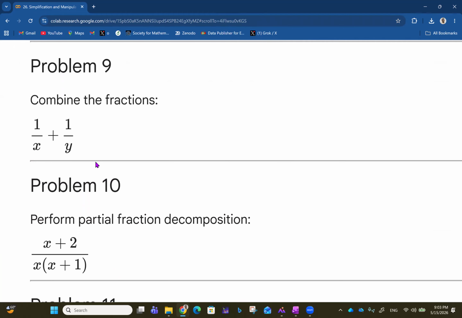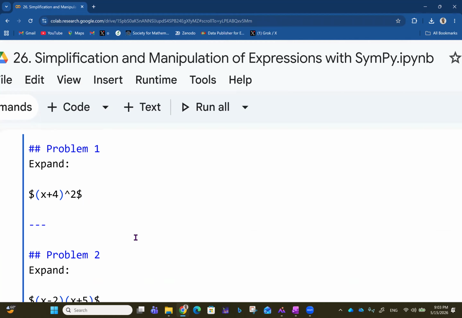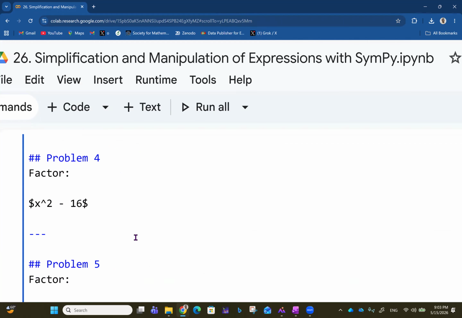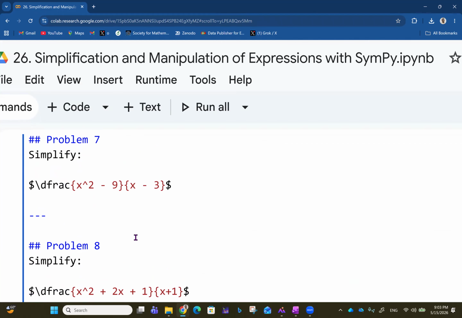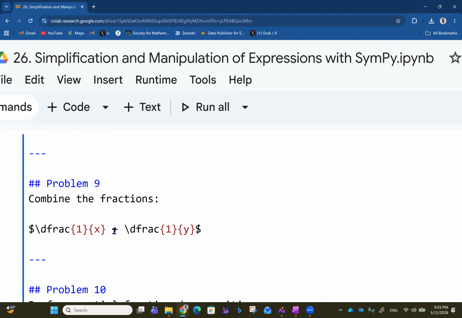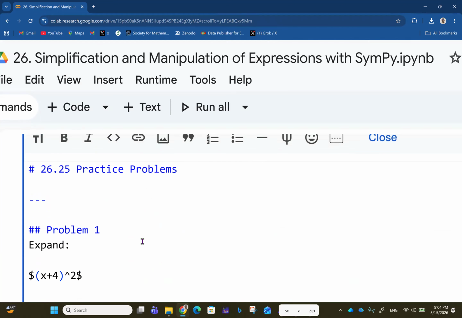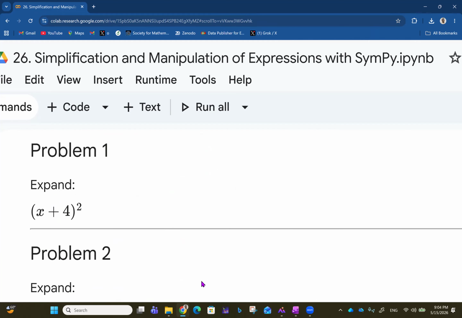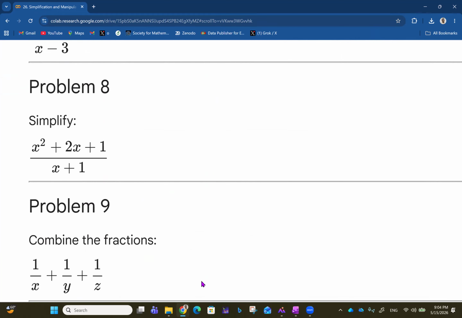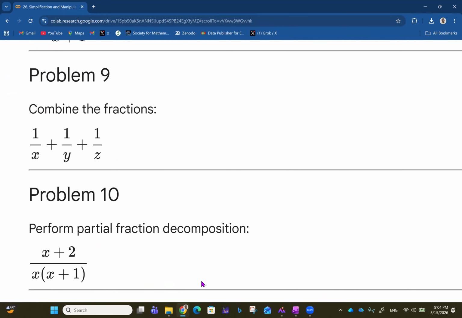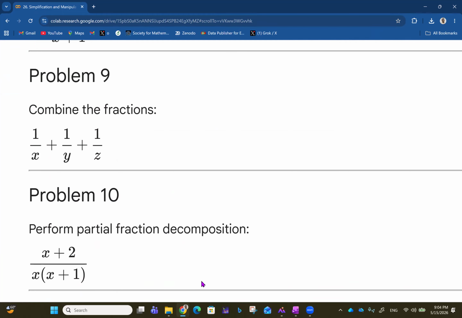Maybe I should make it something else. Yeah, maybe I should add 1 over z to it. So 1 over z, at least for a change. Okay, so we have that, then that's problem 9. Combine the fractions 1 over x plus 1 over y plus 1 over z.